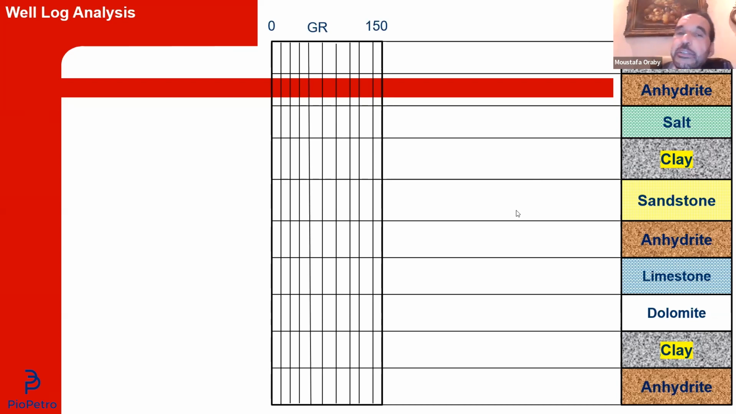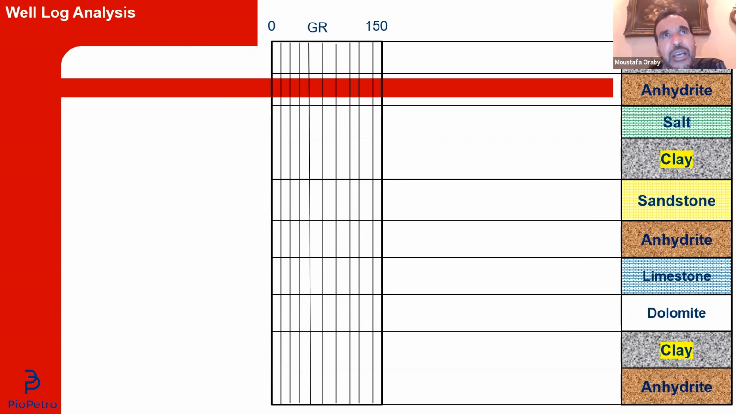What's my expectation when the gamma ray sees a clay zone? Clay has potassium, thorium, and probably some uranium, and it will see very high gamma ray activity. Potassium is radioactive, thorium is radioactive, so from the potassium and the thorium, the radioactivity will show a high gamma ray reading. Okay, but followed by what?